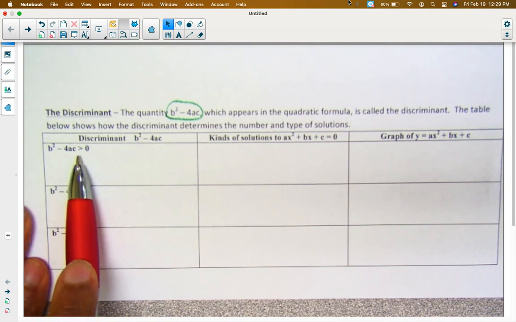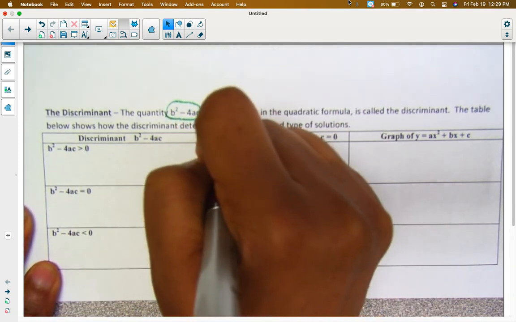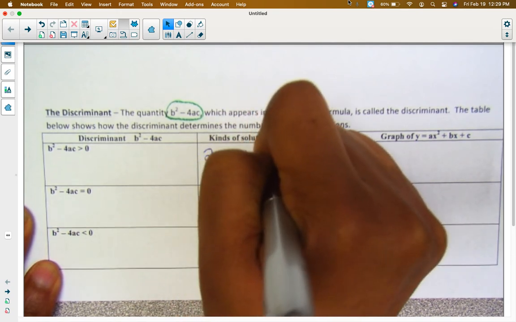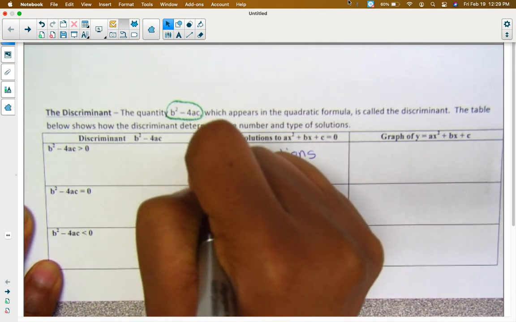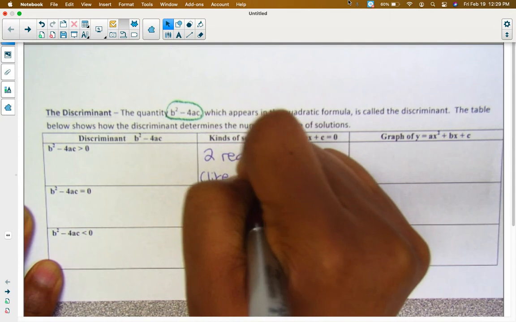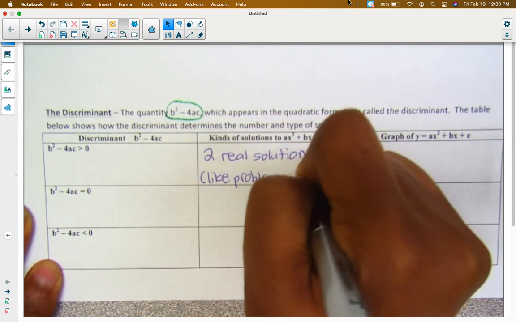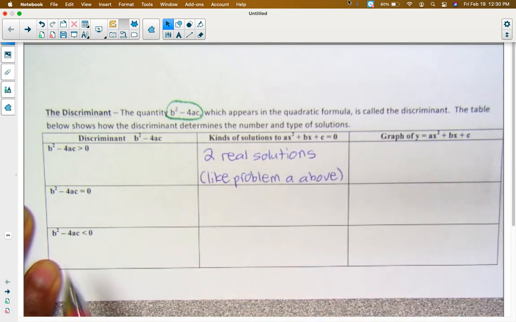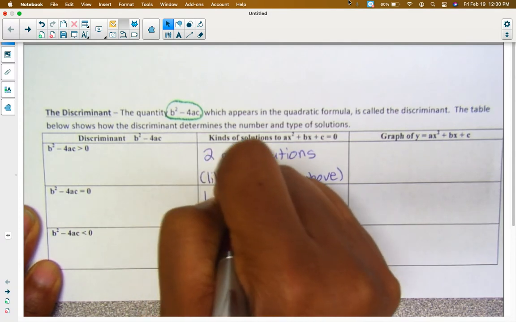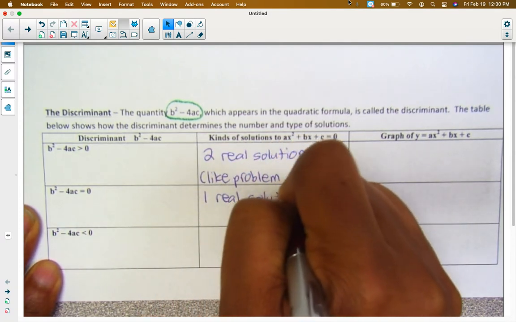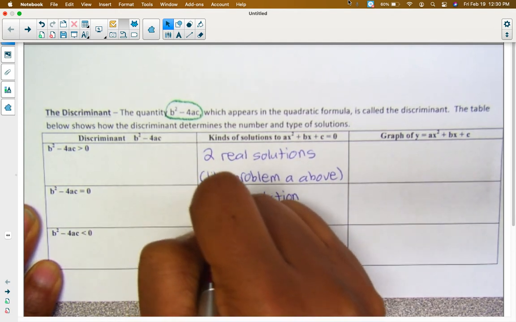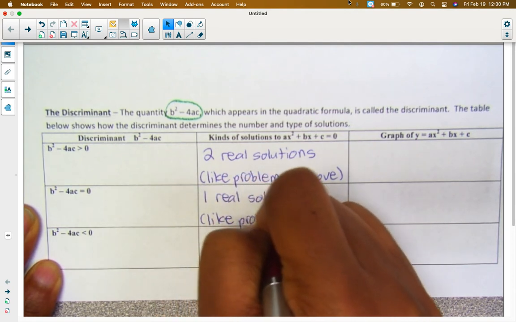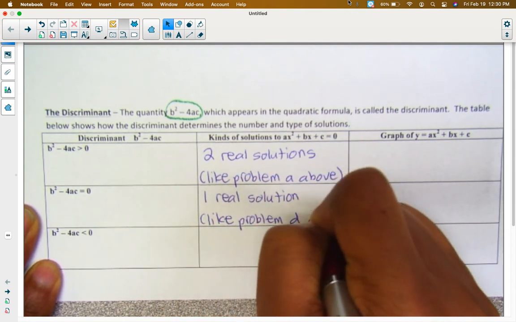If the number is greater than 0, we have 2 real solutions, and that would be like problem A above. If your number is equal to 0, that means you have 1 real solution. An example of that would be like problem D above.